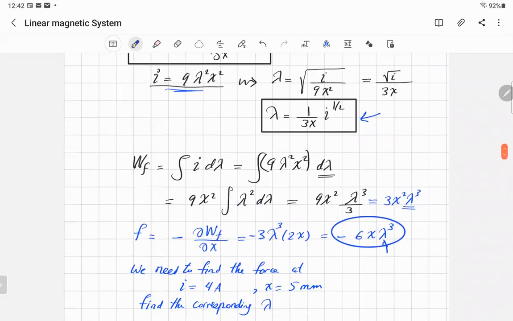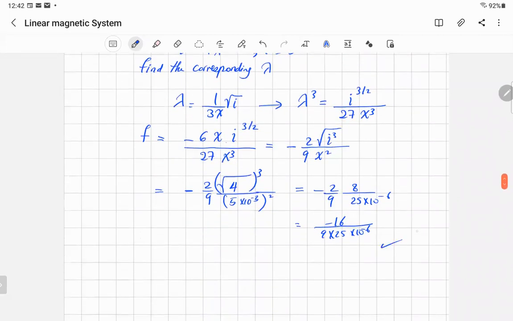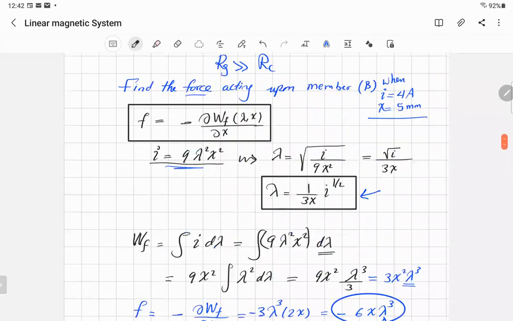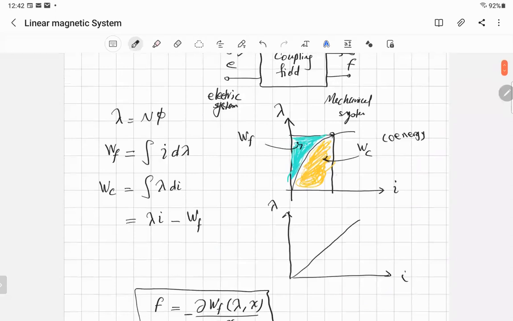This one, minus dWF over dx. You can do it using the other form. The other formula says that the force is equal to the differentiation of WC, which is a function of current, over dx. So now, instead of finding WF, we'll try to find WC. What's WC? You have two ways, which I just reviewed with you. WC, you can get either by integrating lambda with respect to di, or if you have WF ready, you multiply lambda I.